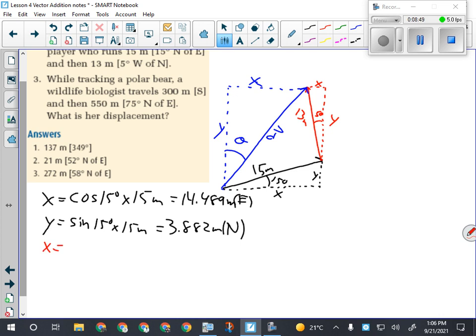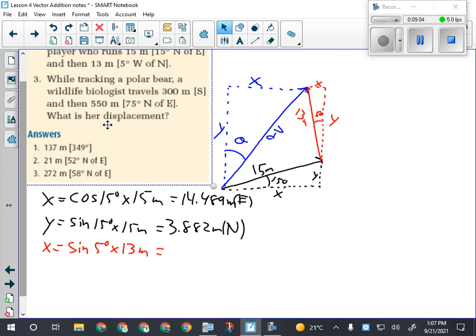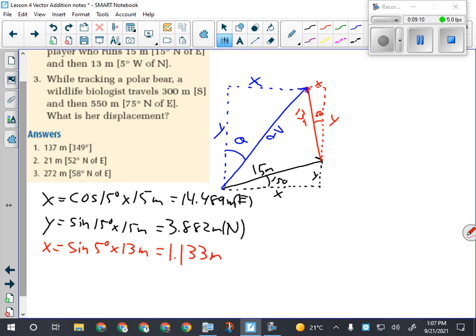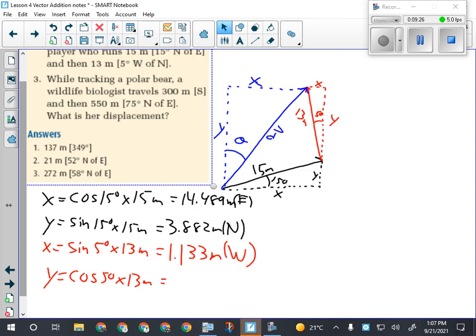Okay. Red x is the opposite side from the 5-degree angle. So that's going to mean sine of 5 degrees times 13 meters. So that's 1.133 meters, and that's west. And then red y is the adjacent side, so that'll be the cos of 5 degrees times 13 meters. So that's 12.951 meters north.